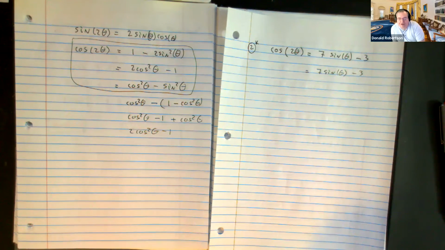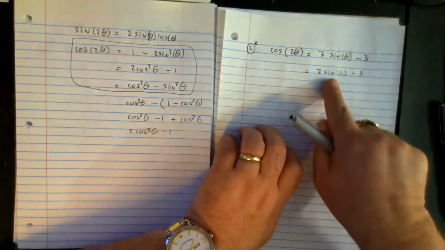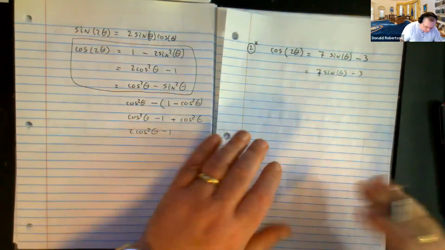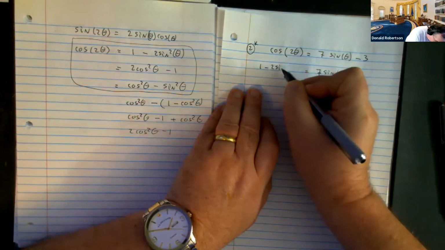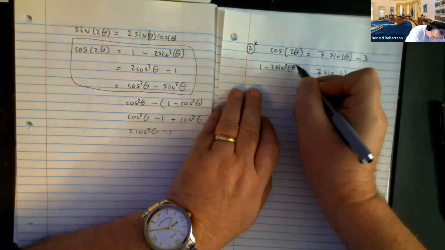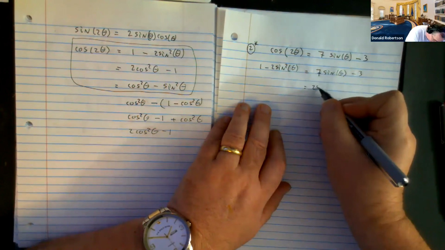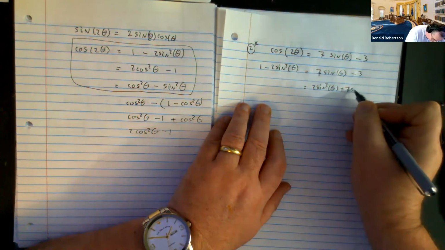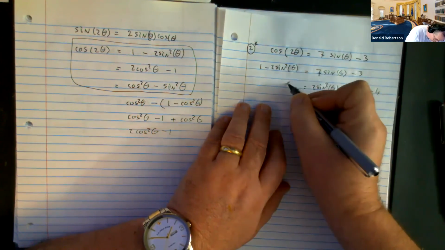Agreed. What's your reasoning? Well, because it just has 2 sine squared in it, and the others don't even have sine squared. Yeah. So you kind of want everything to be the same. That tends to work well. So I'm doing the 1 take away 2 sine squared theta. I think in this case, it's probably easier to add 2 sine squared theta to both sides and to subtract a 1 from both sides.